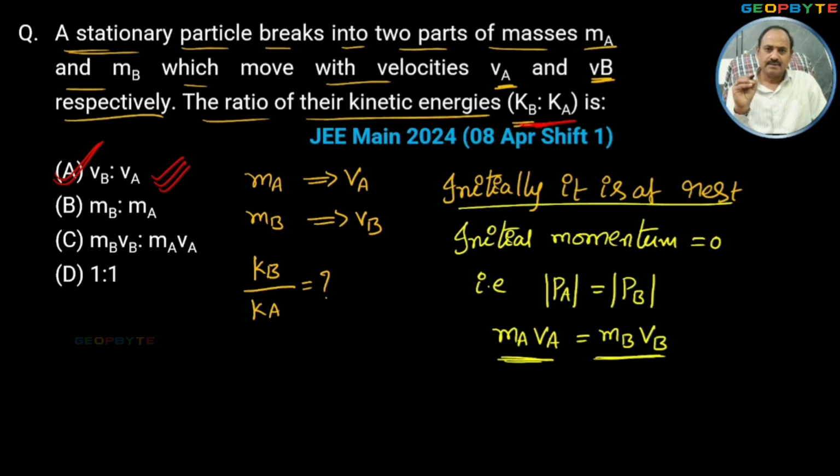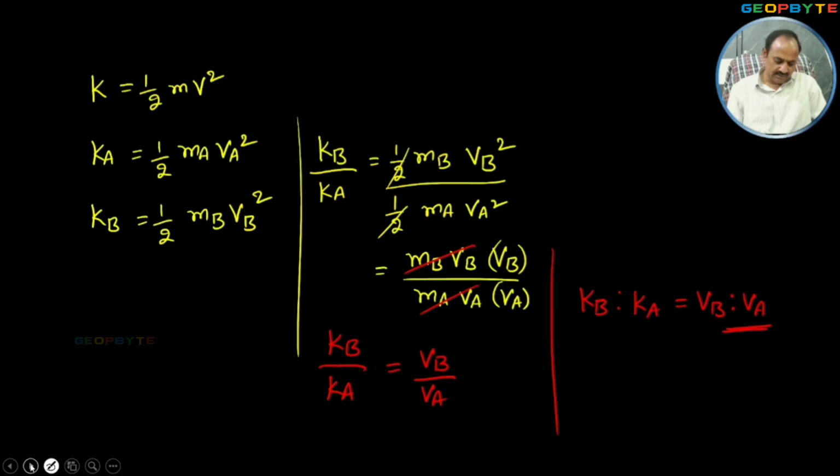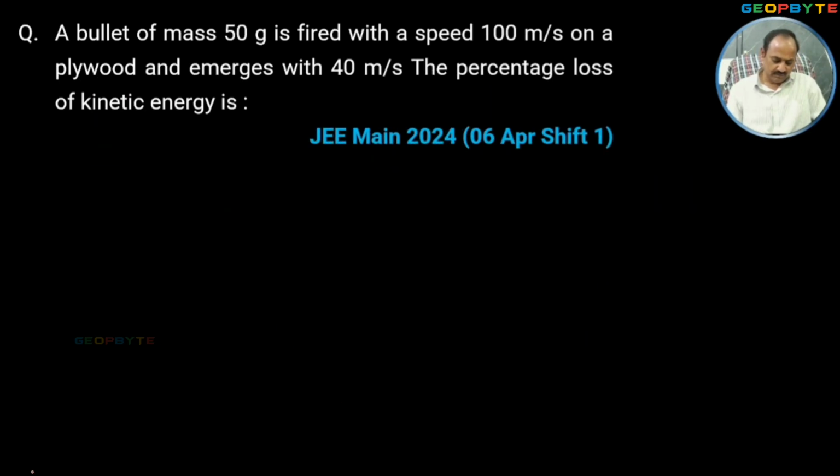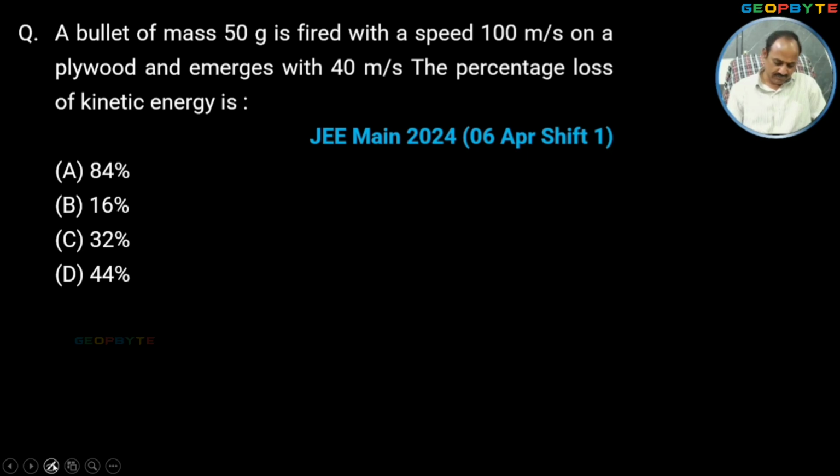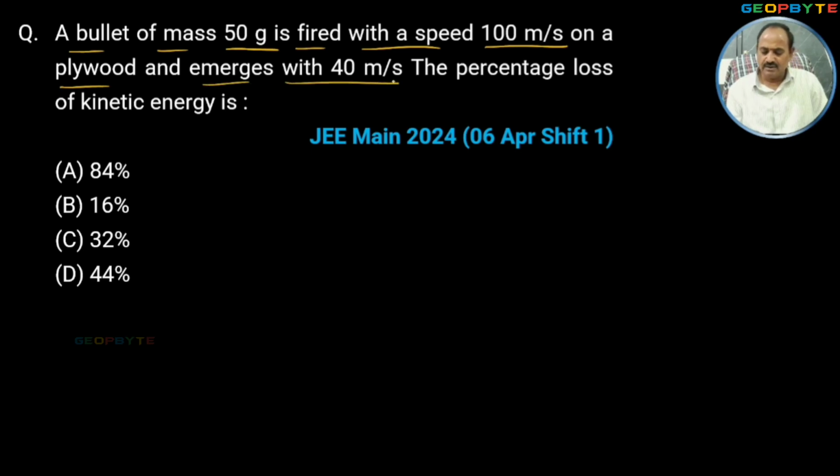Understood clearly? Yes. Then let us take another problem. Try to read it clearly. It is asking like this. A bullet of mass 50 grams is fired with a speed of 100 meter per second on a plywood and emerges with 40 meter per second. What is the percentage loss in kinetic energy?